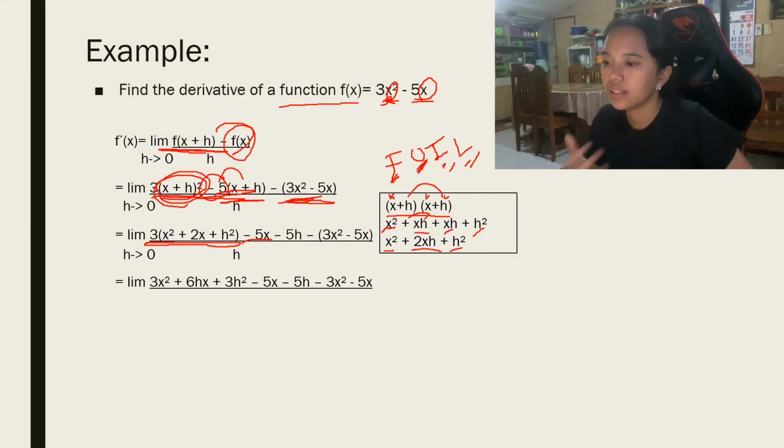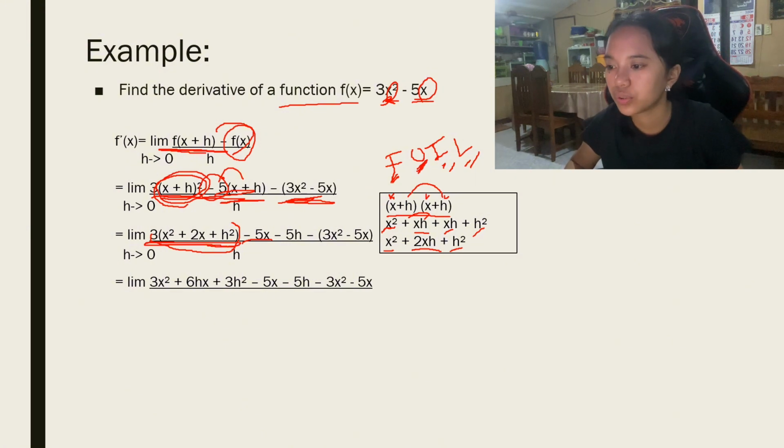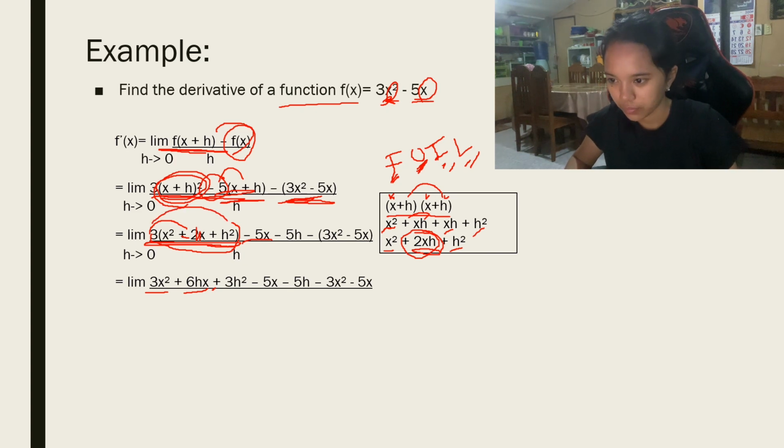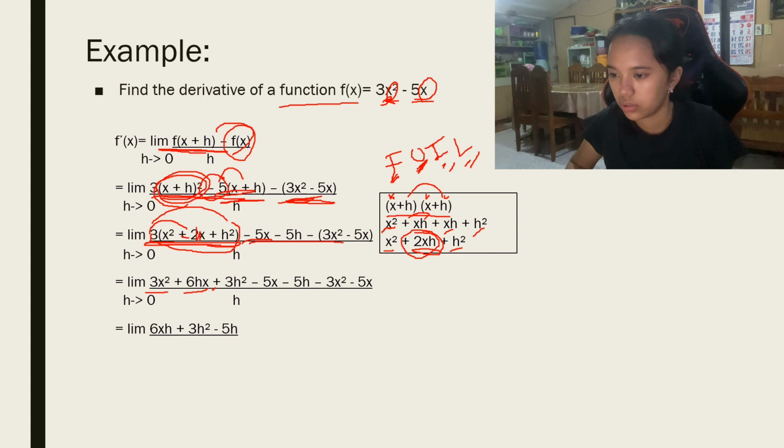Next is, simplify natin. Distribute natin tong 3 dito sa loob ng parenthesis na ito. So, 3 times x squared is equals to 3x squared plus 3 times 2xh. Dito natin yung kinuha kasi 2xh. So, 3 times 2xh is equals to 6xh plus 3 times h squared is equals to 3h squared. Then, copy the rest of those numbers and letters.